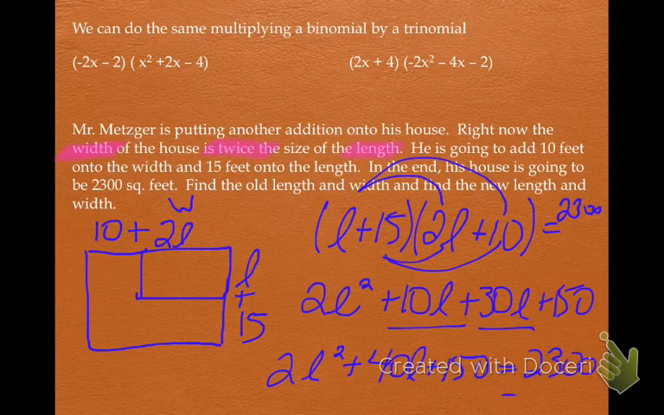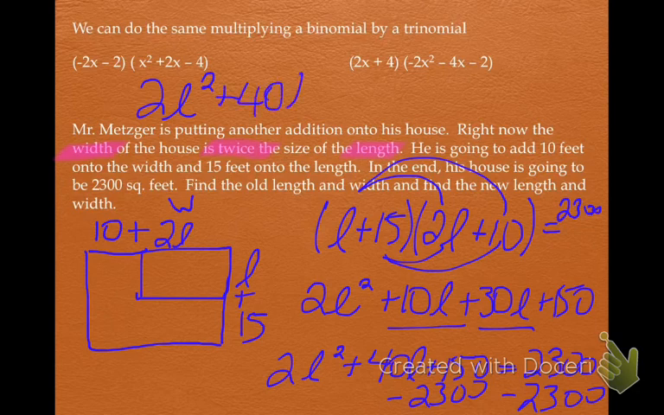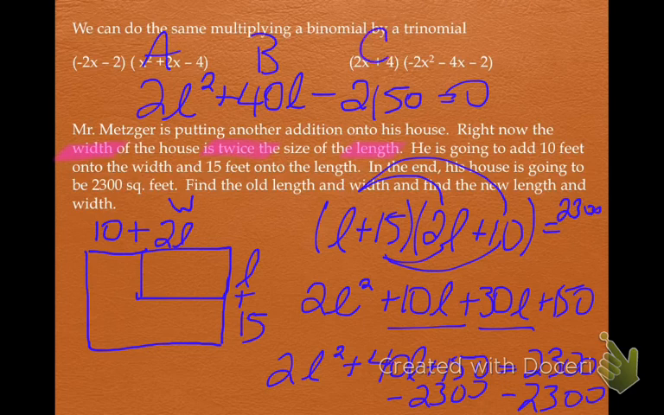To use the quadratic formula, I want to get everything over on the same side. Subtract 2,300. So I get 2L squared plus 40L minus 2,150 equals 0. 2 is my A value, 40 is my B value, negative 2,150 is my C value. And so I plug my A, B, and C values into my quadratic formula, and that'll give me my length, which is 24.3 feet. Then I can find my width by multiplying it by 2, adding 10 onto it.